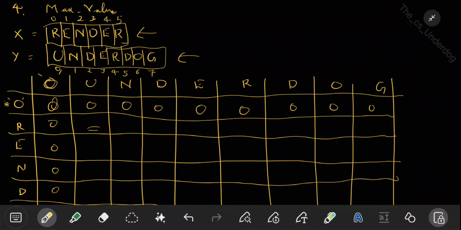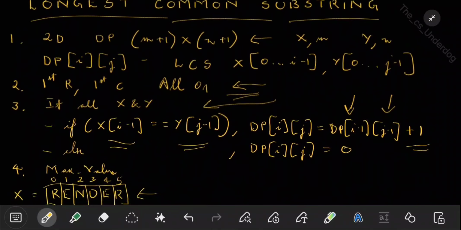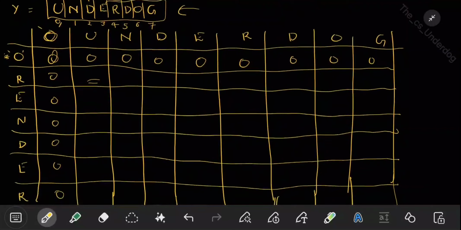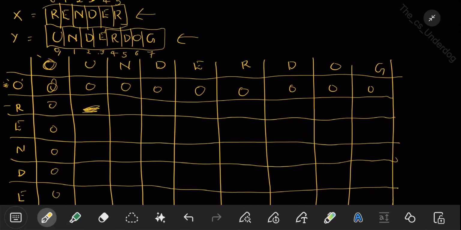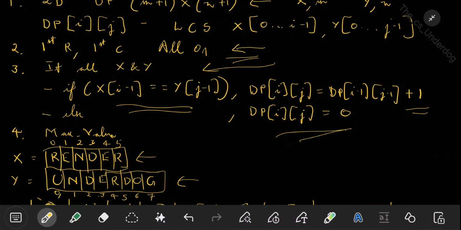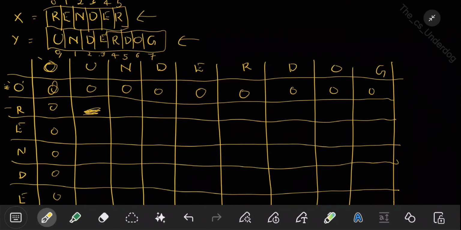While filling this, what should be the consideration? According to the algorithm, you have to see whether the ith letter in x is equal to the jth letter in y, that is, if x[i-1] is equal to y[j-1]. If it is, you have to add 1 to the value in the diagonally above element. Let us see the entries. Here r and u are the ones corresponding. R and u are not equal, which means what should you do? Whenever it is not equal, you should directly write 0. This is the logic. This should be 0. Here n and r are not equal, so it is 0. D and R are not equal, it should be 0. E and R are not equal, it should be 0.